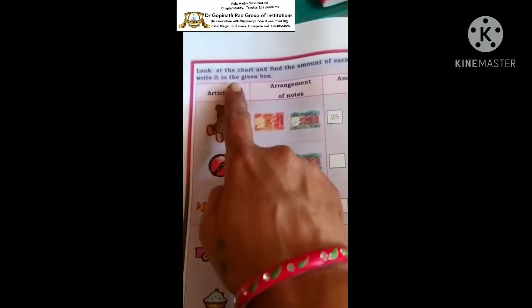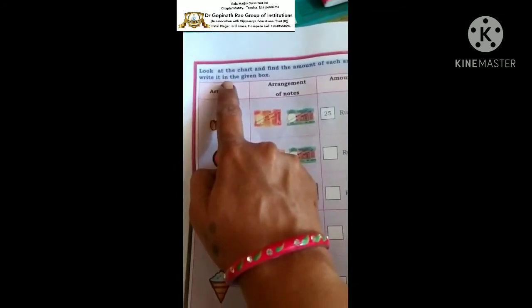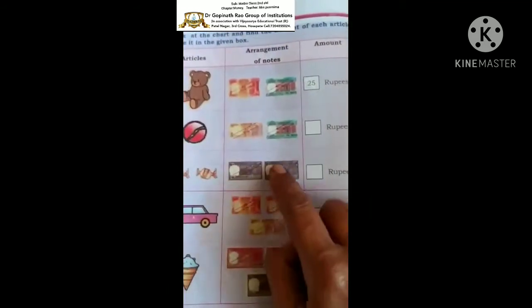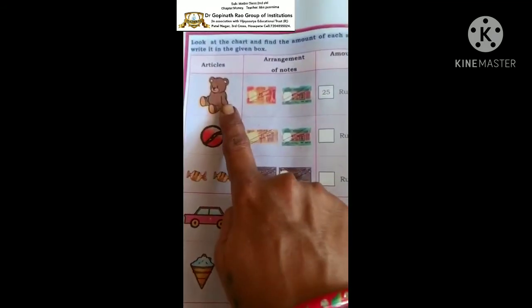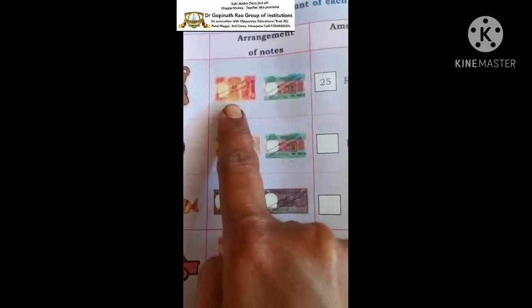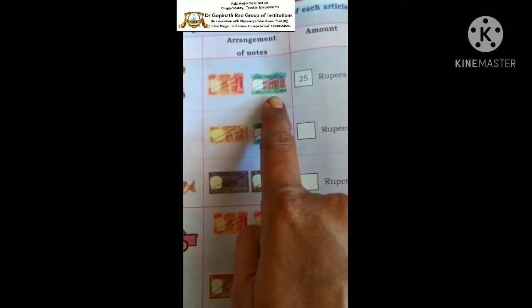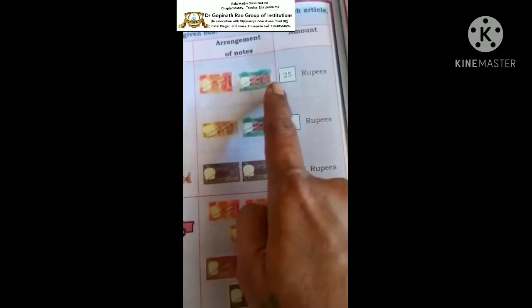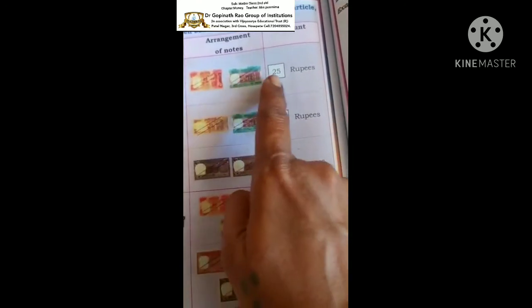Okay, coming to the next page. See, children, here we have some activities. Look at the chart and find the amount of each article. Write it in the given box. See, children, they have given an article and here they have given a 20 rupees note and 5 rupees. So, 20 plus 5 is 25.